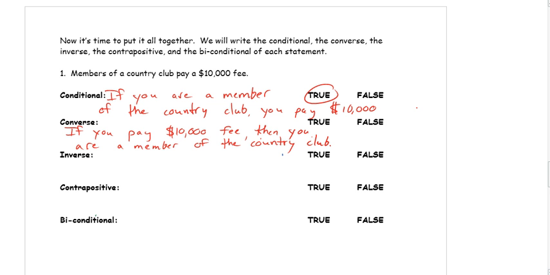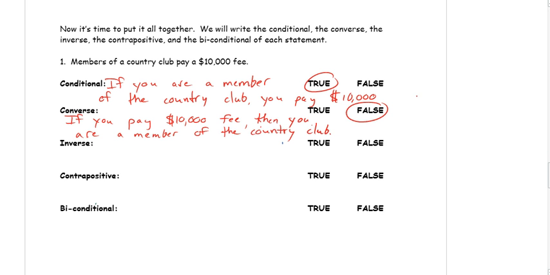Well, you could be paying a $10,000 fee for some crazy rock climbing club that you do in the hills or the mountains of Arizona. You could be on some exotic safari. So there's tons of things that you could spend a $10,000 fee on. So there are a lot of different options. So we would say false.